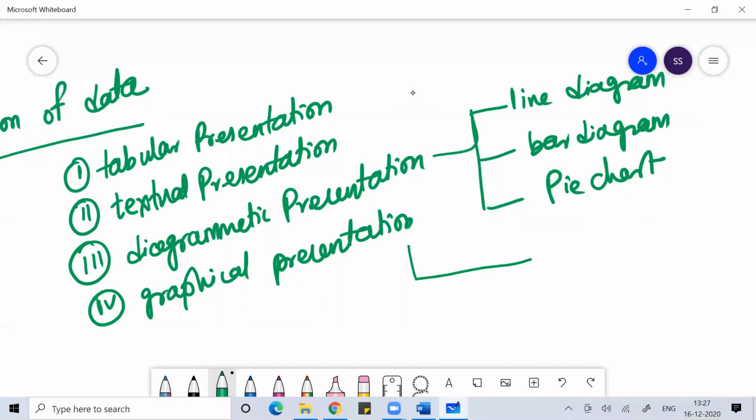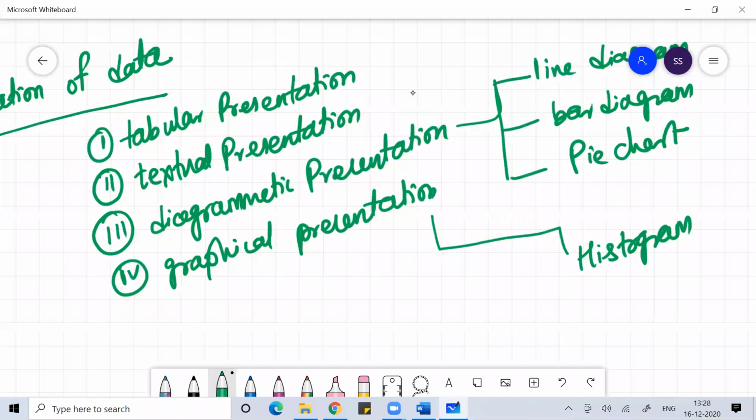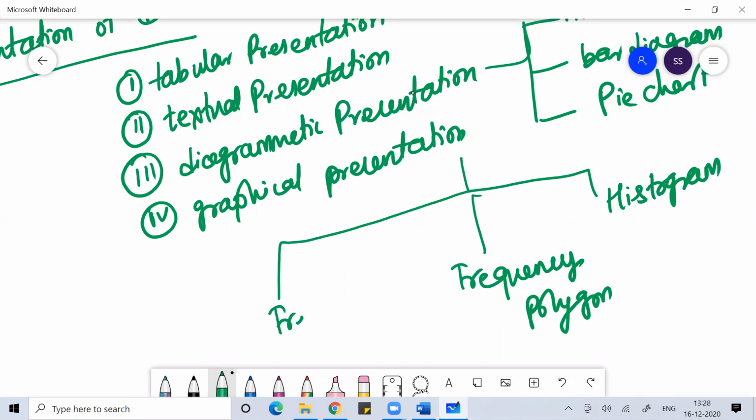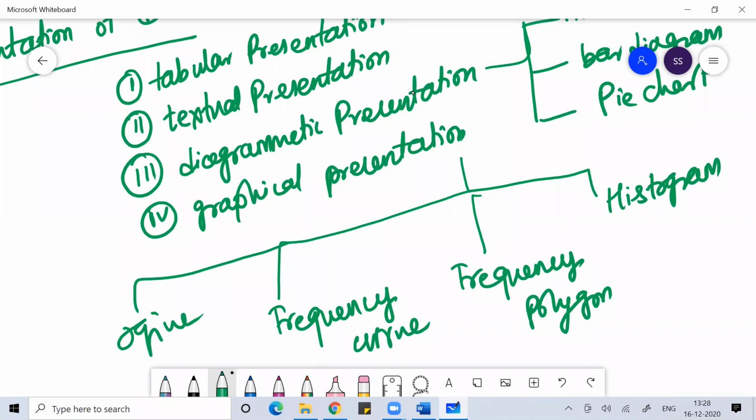When we talk about graphical presentation of data, we use histogram, we use frequency polygon, or we use frequency curve, or we use OG to graphically represent or present our data.